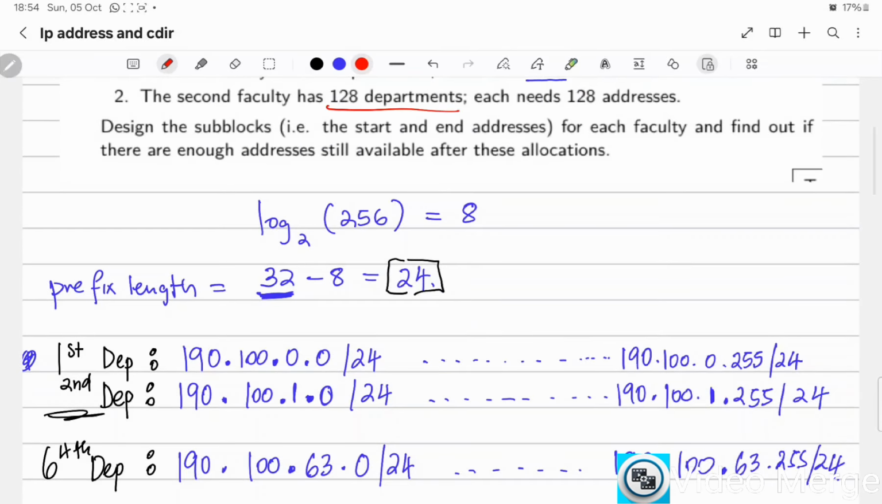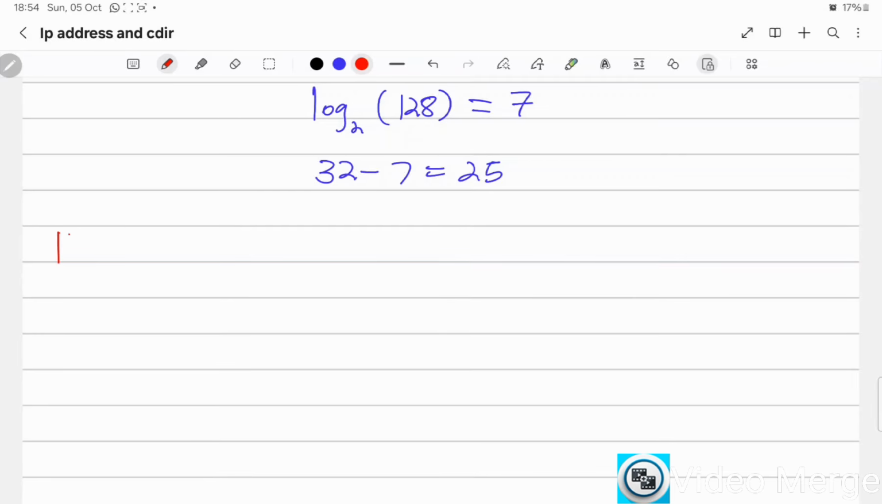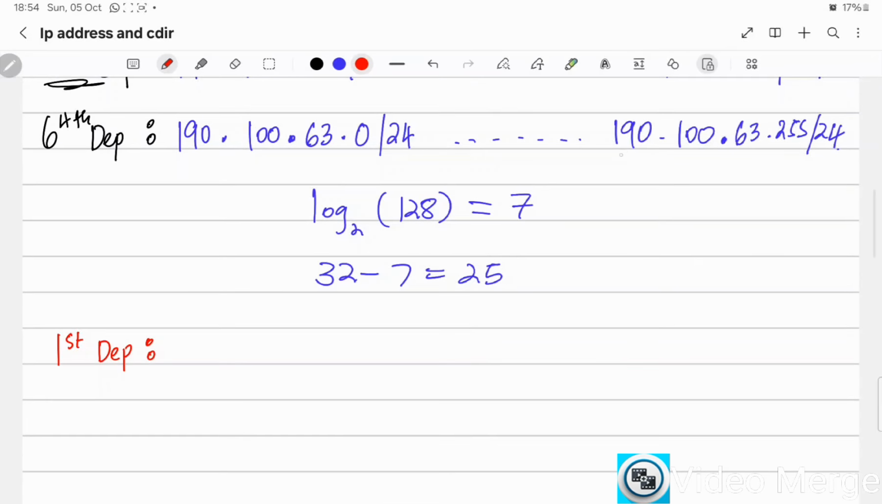Now let's start from the first department. We are going to count from the last, not actually take. We're counting from the last. Notice here the last was 190.100.63.255. And remember that this value, we do not go beyond this value. So now we are starting a new department.